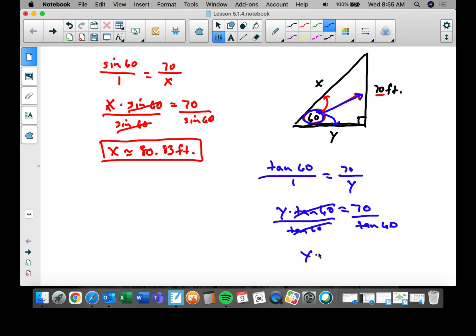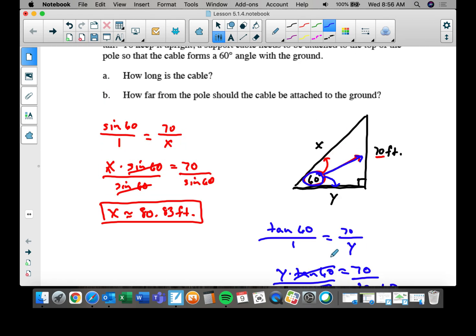And therefore, now y is by itself, so I go to the calculator and I type in 70 divided by the tangent of 60, and I get an answer of approximately, if we round correctly, 40.41 feet, rounded to the nearest hundredth. Okay? So in this case, like I said, you could have used the Pythagorean theorem and it would have come out pretty close, but it's a little bit more accurate because now I did no rounding in the problem. The only rounding I did was the answer. So here's an application of where we could use trigonometry in real life.